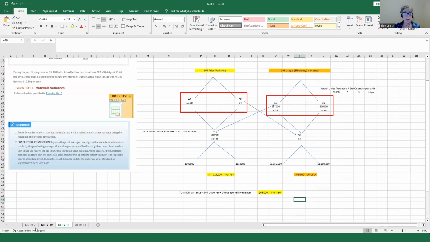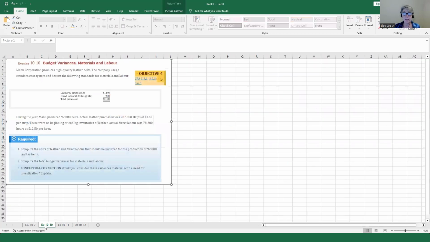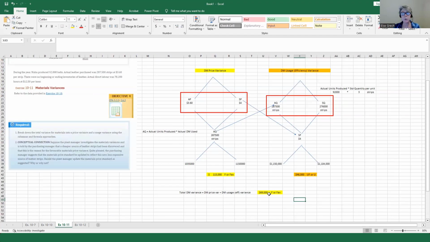So again, remember that in 10-10, we were asked to calculate the total direct material variance. Calculating the total direct material variance just means adding these two together. If they're both favorable, we add them together. If they're both unfavorable, we add them together. If one is favorable and one is unfavorable, we subtract them. And the larger number is the one that determines whether it's overall favorable or unfavorable.